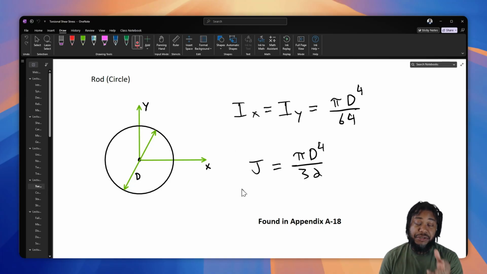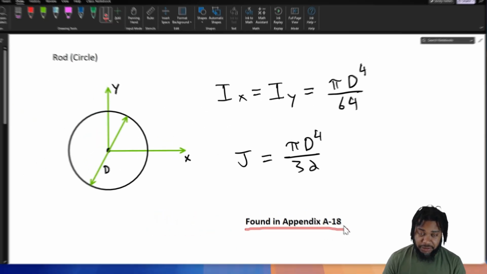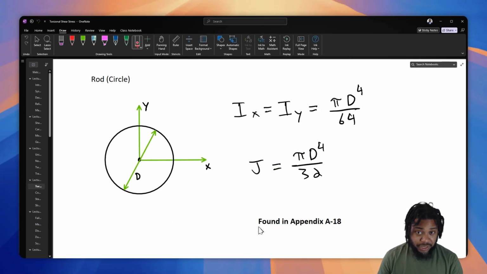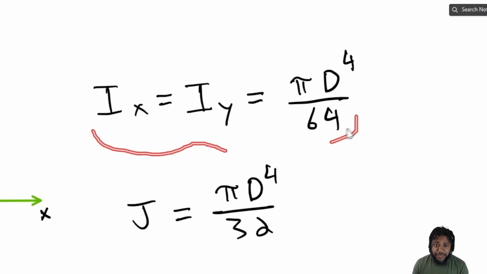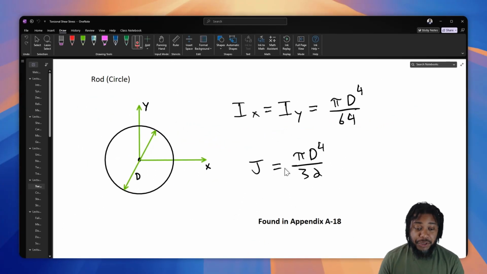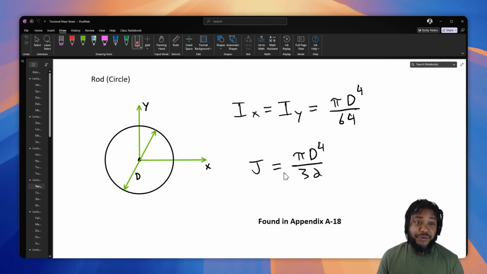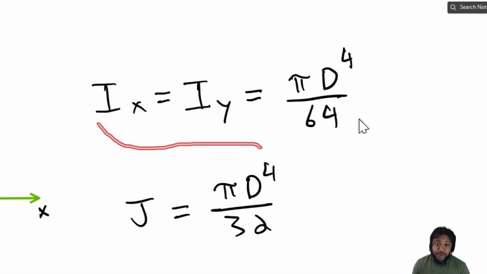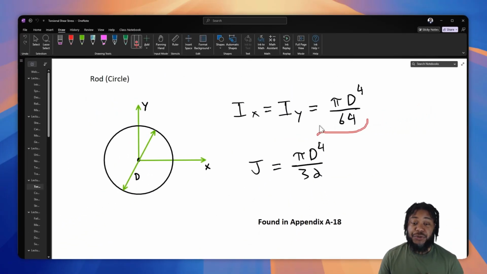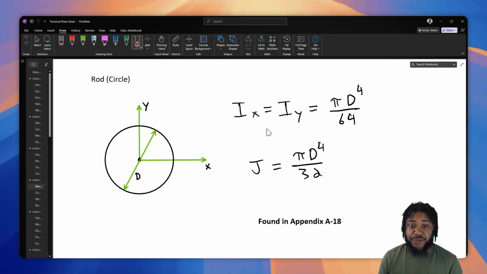Now, for many common simple geometries, the polar moment of inertia, as well as the second moment of inertias, can be found in Appendix A18 of our textbook. So it's very useful if we've got some simple shapes to go ahead and just go to the appendix and use these closed form expressions directly. But if we have some complex geometry, or say a composite body, we may have to do the integration. We may have to actually go and solve for these parameters, or we may need to use the parallel axes theorem in order to solve for these parameters.